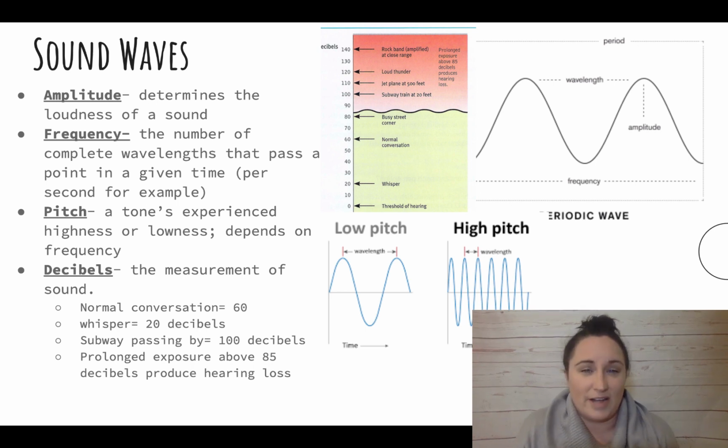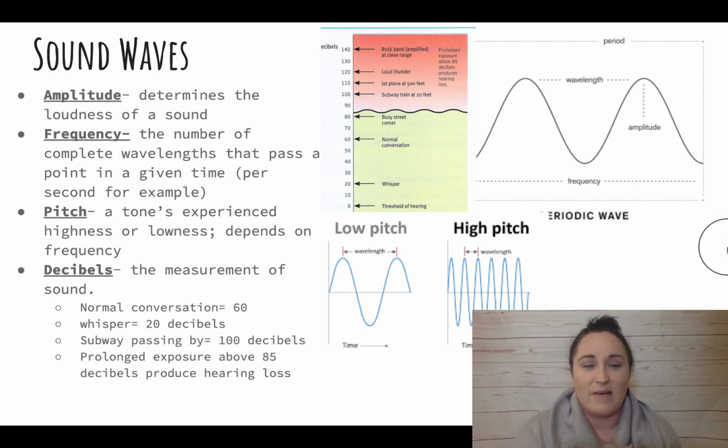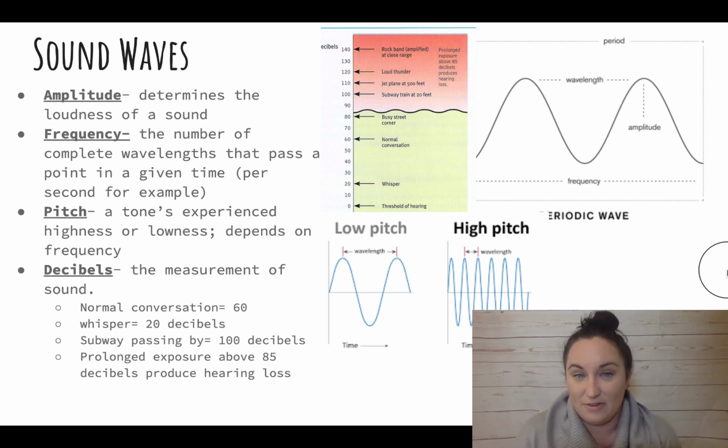So that kind of leads into our next one, which is pitch, and that's a tone's experienced highness or lowness, and it depends on frequency. So again, if you look over at the high pitch one, there are multiple wavelengths in a given amount of time, like let's say 1 second, right? So that means that it is very high pitched because there's a lot of wavelengths. And then in the low pitch, there's only two, right? In that same amount of time. So that means it's a lower pitch sound because there's a lower frequency also.